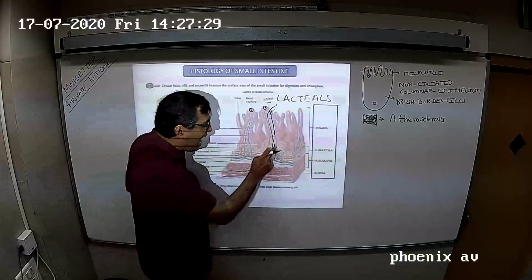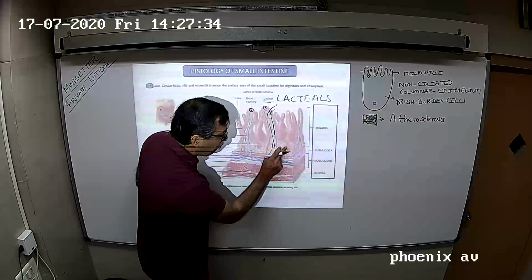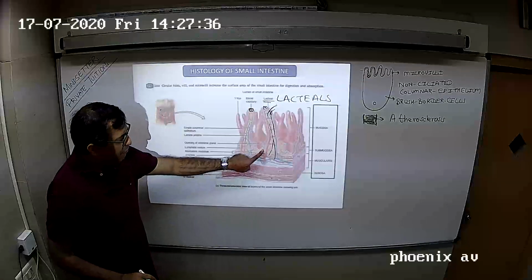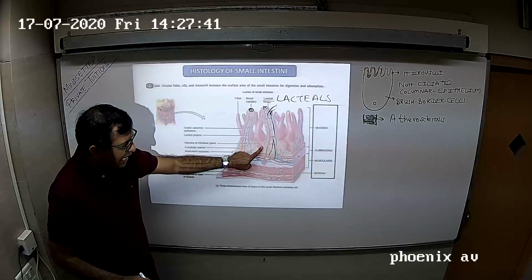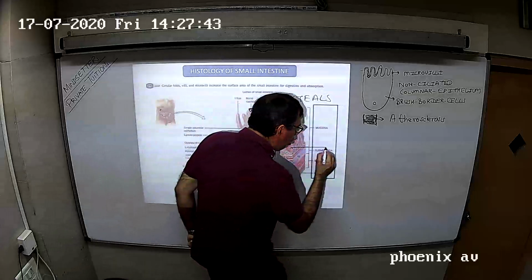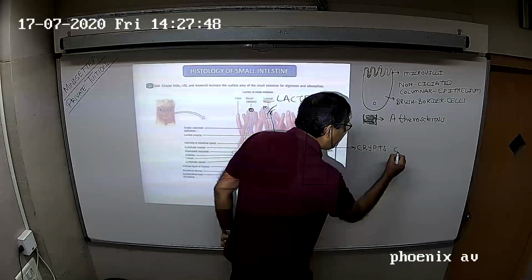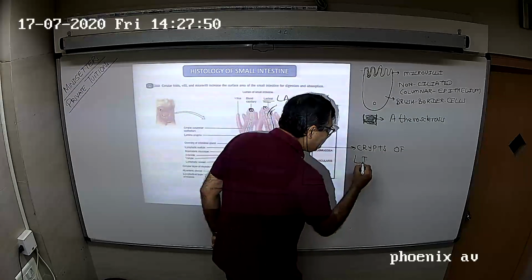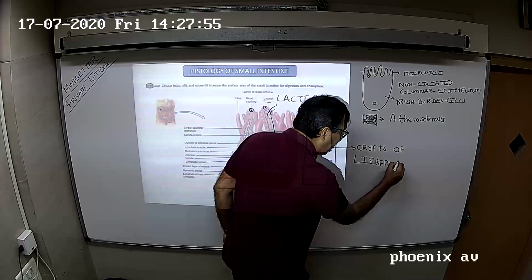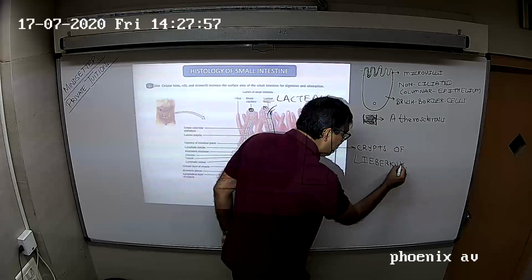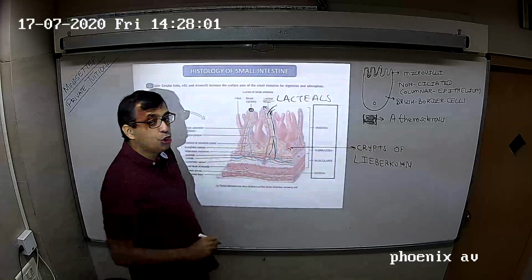And villi are elevations. In between villi are found pits. तो ये villus है, ये villus है, और उसके बीच में pits है. These pits are called crypts of Lieberkühn. What are they called? Crypts of Lieberkühn, and crypts of Lieberkühn store in them intestinal juice.